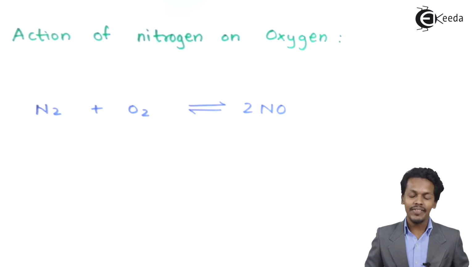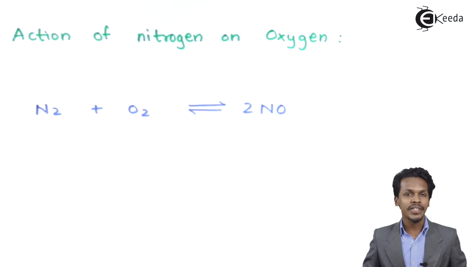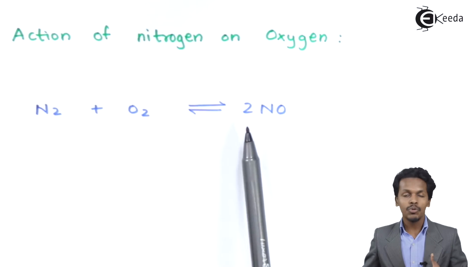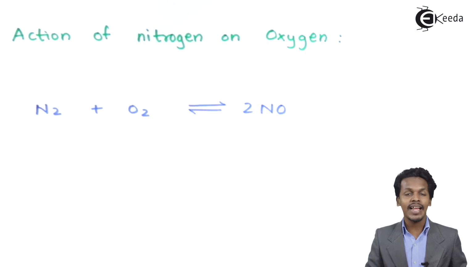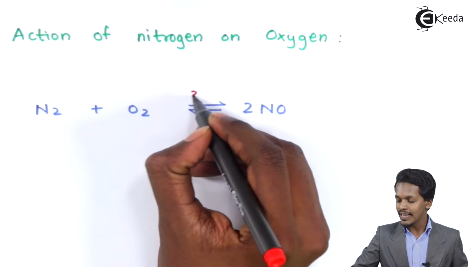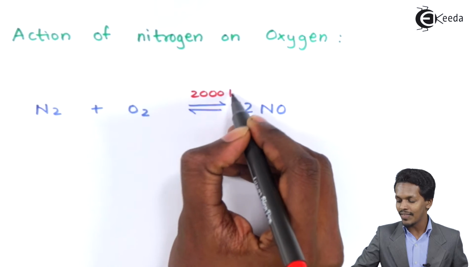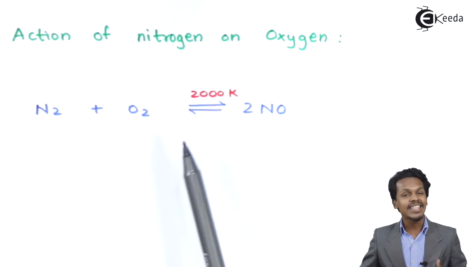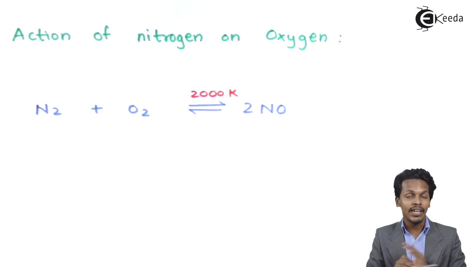The other chemical reactivity is the action of nitrogen on oxygen. Whenever nitrogen reacts with oxygen, it will form 2 moles of nitric oxide. But this reaction is not easy to obtain. Obviously we have to provide a high temperature, around 2000 Kelvin, and only then will the reaction occur. At a normal temperature it is a reversible reaction, and this will never occur.